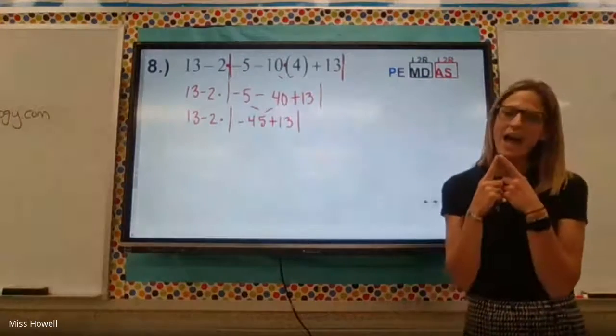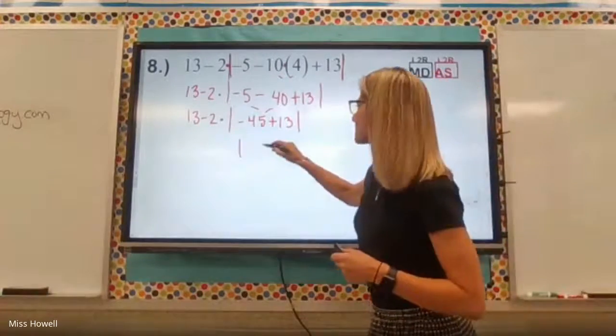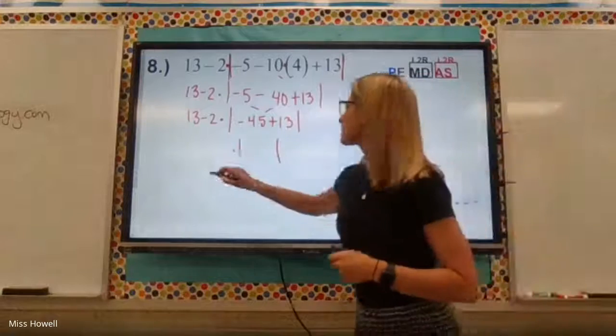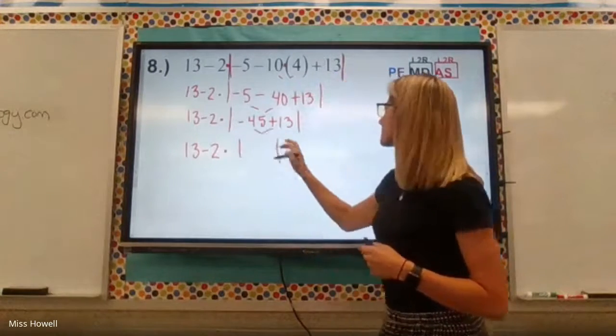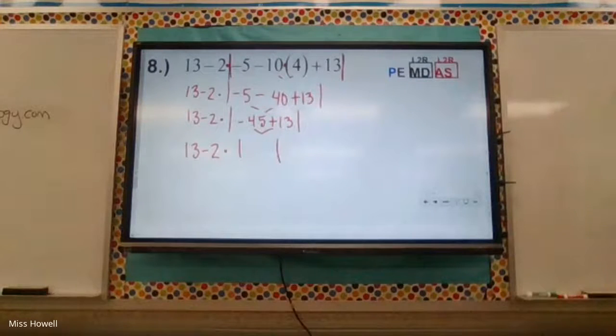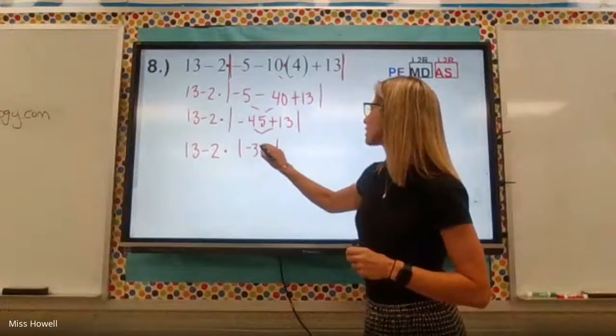We're going to finish the add on the inside of the absolute value, but we haven't answered the absolute value yet. So your next step still has bars. Don't forget. Bring down 13 minus 2 and times. All we're doing is this inside portion of the absolute value. We haven't done anything with the actual bars yet. So negative 45 plus 13 would give us a negative 32.